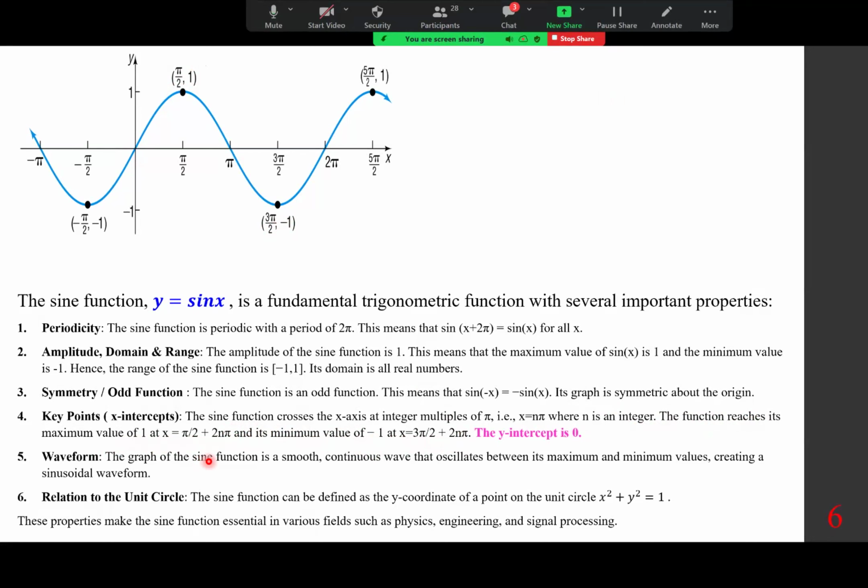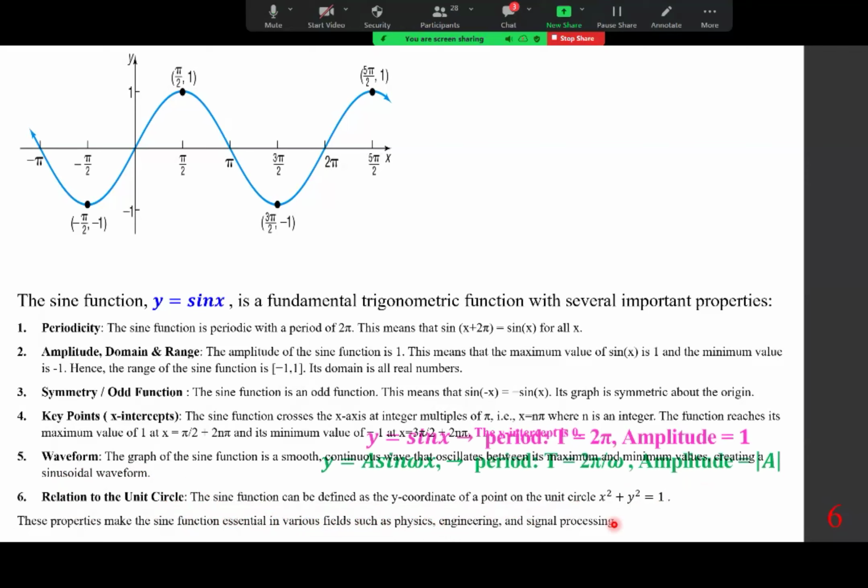Waveform. The graph of a sine function is a smooth, continuous wave that oscillates between its maximum and minimum values, creating a sinusoidal waveform. That's what they call it. Relation to the unit circle: the sine function can be defined as the y-coordinate of a point on the unit circle, x squared plus y squared equals 1.